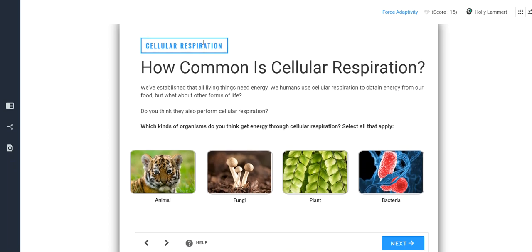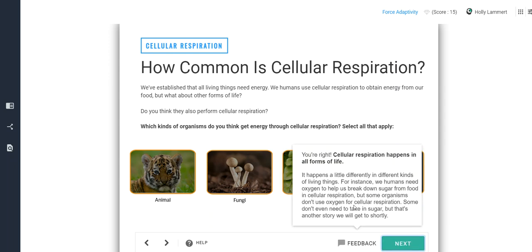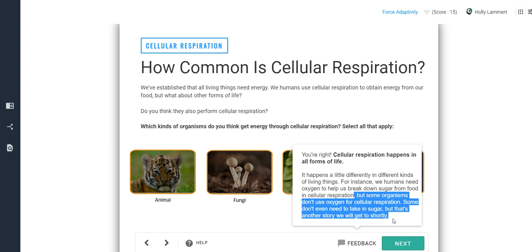Okay, how common is cellular respiration? We've established that all living things need energy. We humans use cellular respiration to obtain energy from our food. But what about other forms of life? Do you think they also perform cellular respiration? Do you think animals do? Fungi, plants, and bacteria? That's right, they all do. It happens differently in different living things. For instance, we humans need oxygen to help us break down sugar from foods in cellular respiration. But some organisms don't use oxygen for cellular respiration.